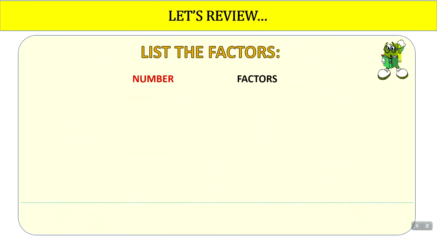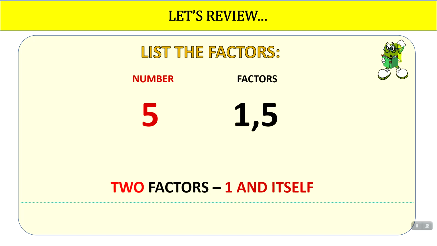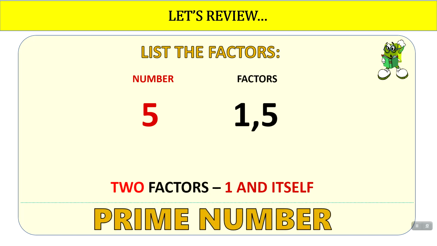Let's look at the number 5. How can we get 5 through multiplication? 1 times 5 is 5. And so the factors of 5 are 1 and 5. And again, we see that this is 1 and itself, two factors, which makes the number 5 a prime.